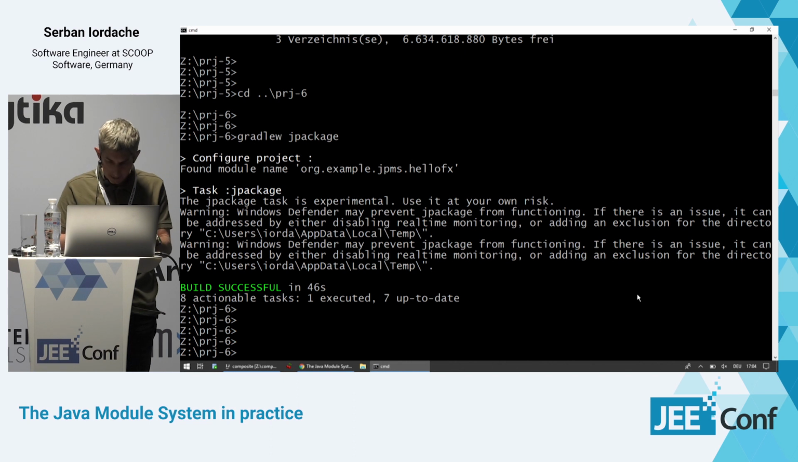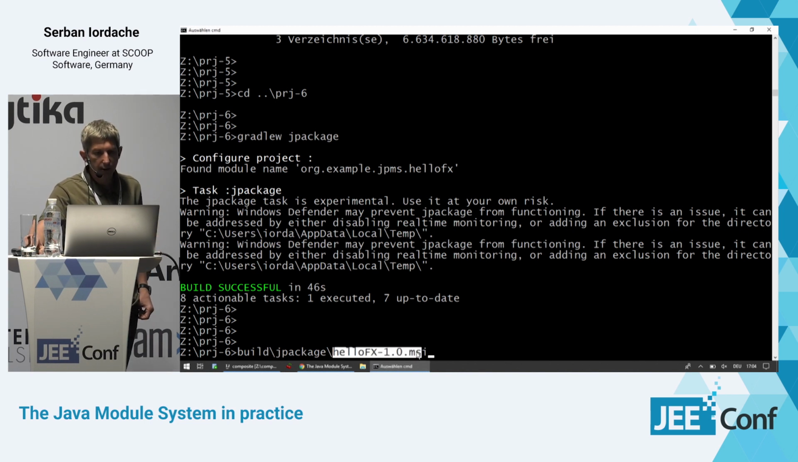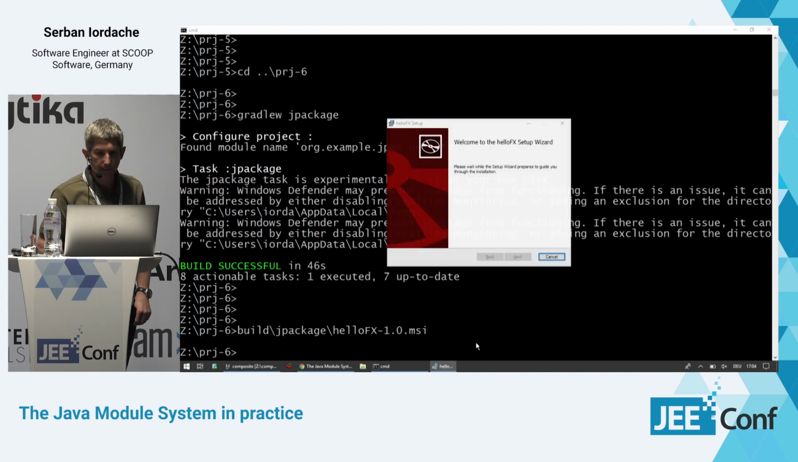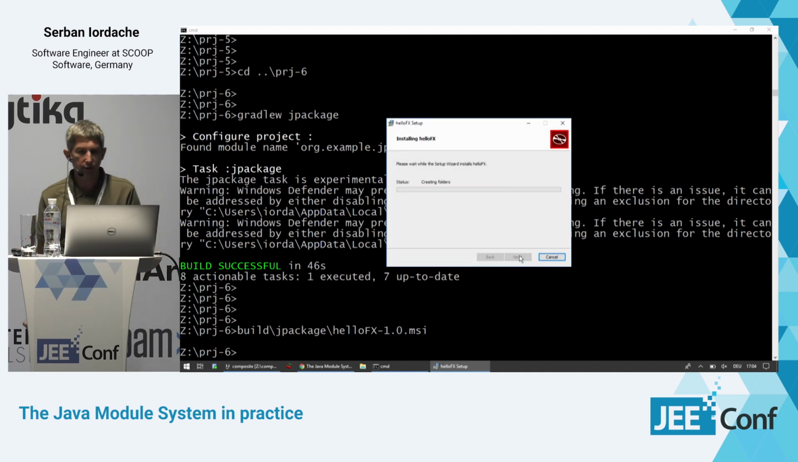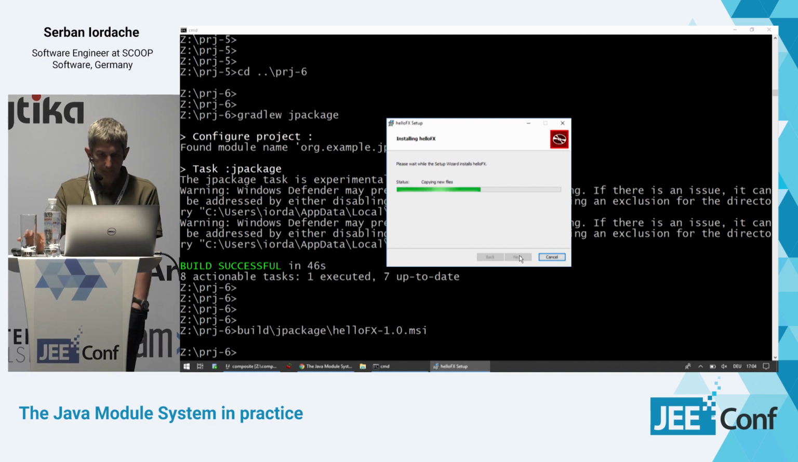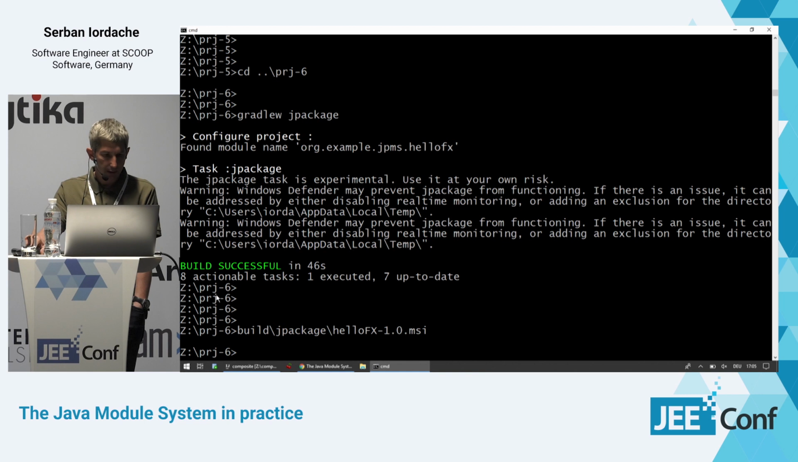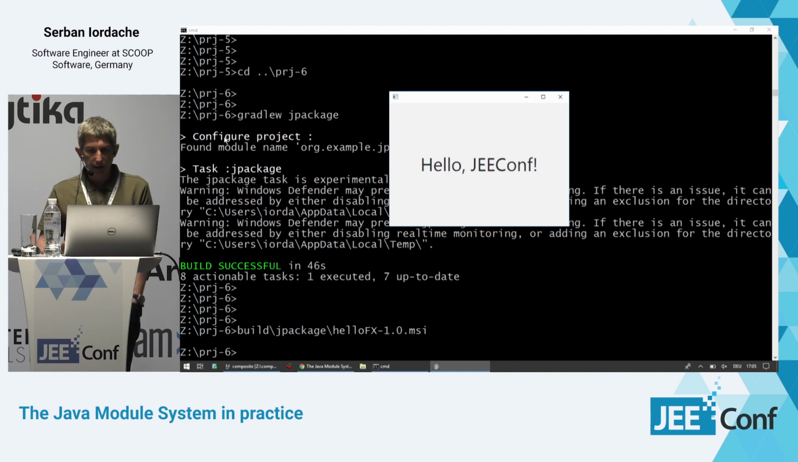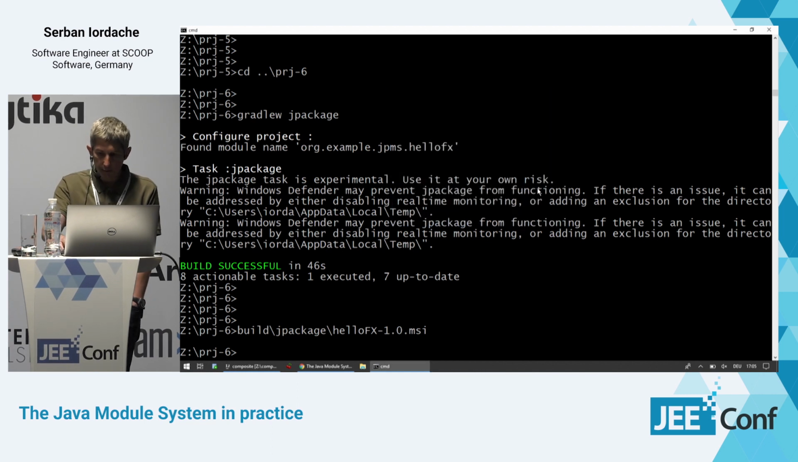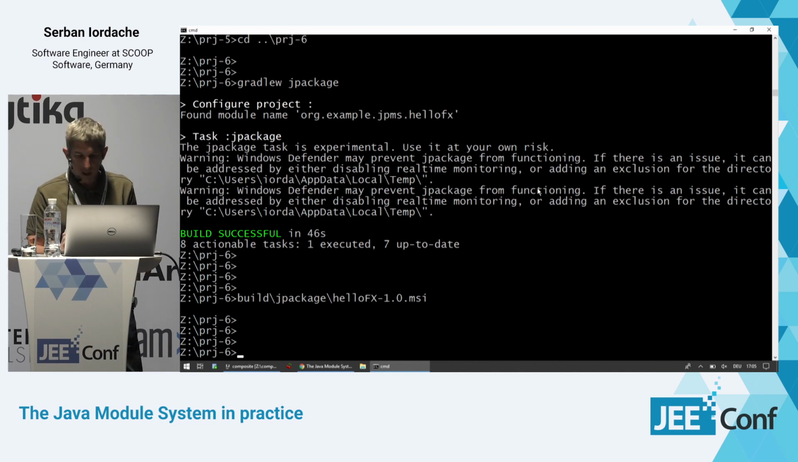So let's see what this plugin generated for us. In the build jpackage directory, we find here this installer for Windows. And let's execute it. And now it started installing the application. It's done, and now I find here the newly installed application. I can execute it, and I can see the Hello JEEConf message. So that's how you can also create installers for your applications.